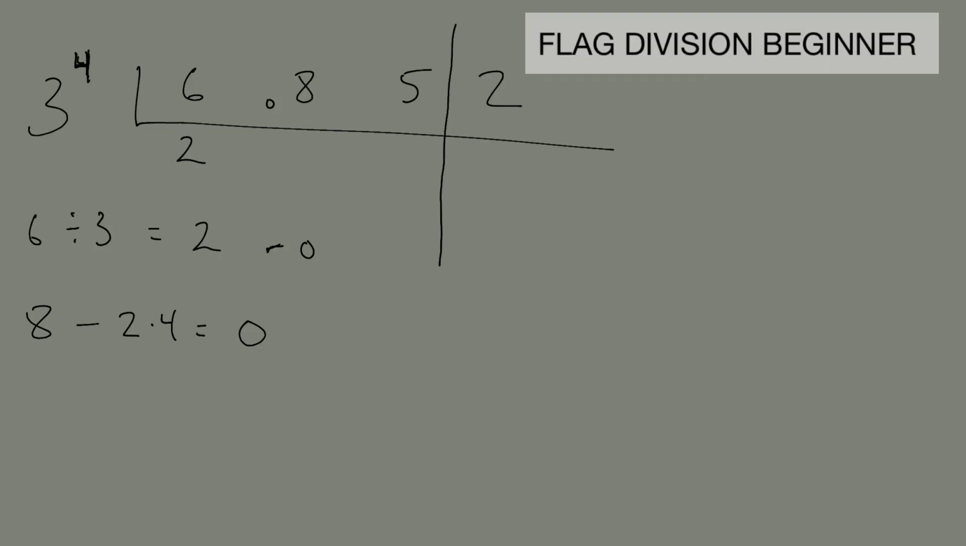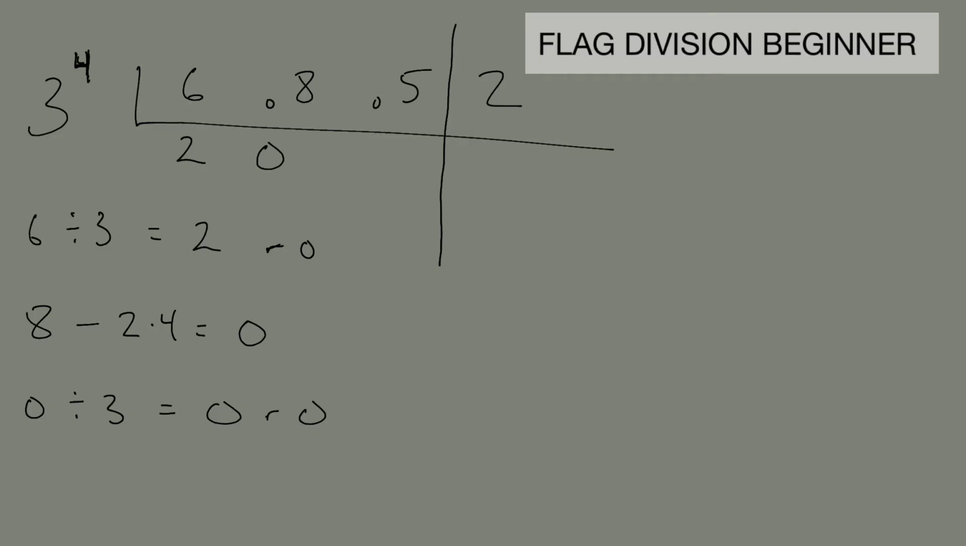Okay, now we take this number that we just came up with. Remember, we do 8 minus 2 times 4. We get 0. Now we're going to take the number 0 and divide by 3. 0 divided by 3 equals 0 with 0 left over. So we're going to write 0 with 0 left over.